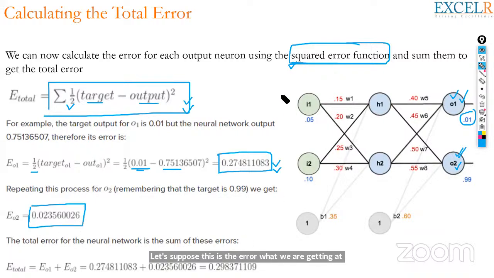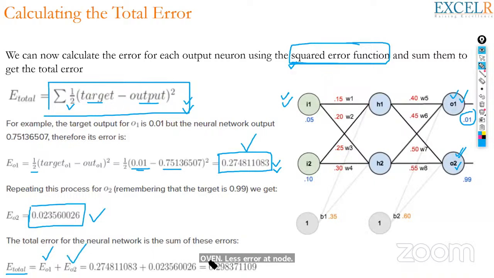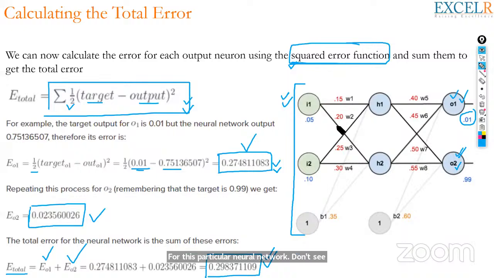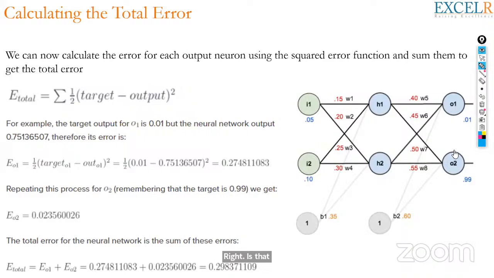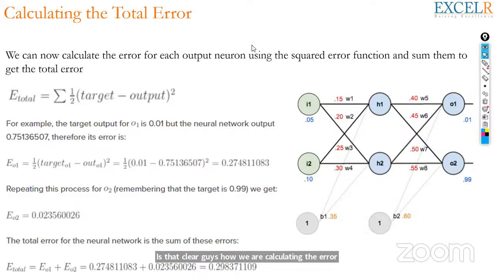So what is the final error for this particular network? Sum of this error plus this error, right? The total error is nothing but the error at node O1 plus the error at node O2. Just sum these two values. So you will get 0.2983. This is the final error for this particular neural network, considering these weight values, right? Is that clear, guys? How we are calculating the error? Any doubt or any questions up to this part, anyone?